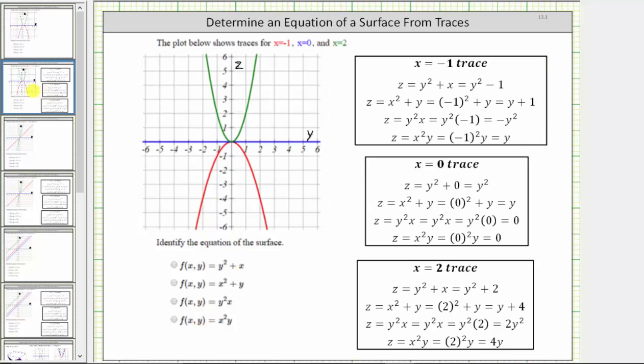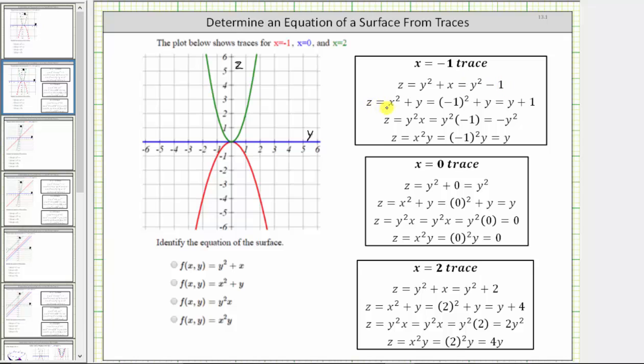I've already set this up. Here we have the equations for the x equals -1 traces, for the x equals 0 traces, and for the x equals 2 traces. Let's go through one of these. To find the x equals -1 trace, we set x equal to -1 for each equation. And let's use z instead of f of x comma y. So for the first function, we have z equals y squared plus x. If x equals -1, we have z equals y squared minus 1.